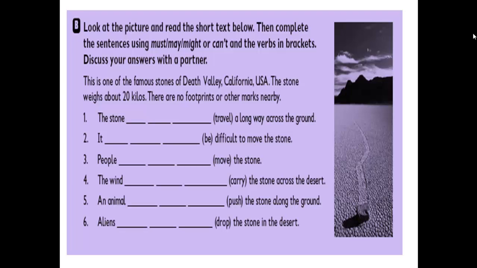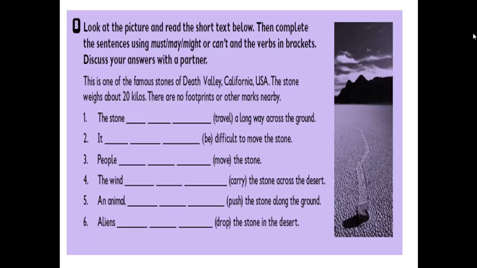Number two, here we have to put must. It must have been difficult to move the stone. Number three, people move the stone. People can't have moved the stone. Here we put a negative form of this sentence. People can't have moved the stone.